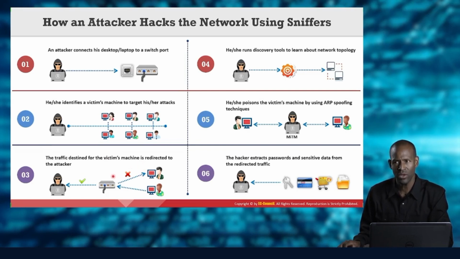And the way they're going to do that, number four, is they're going to use a discovery tool to learn about the topology, and then they're going to poison the victim's machine using an ARP spoofing technique. Now, all that traffic is going to be redirected to the attacker, who can watch what's going on, steal everything, monitor, sniff, that's what we call it, passwords, sensitive data, and all of that from redirected traffic.